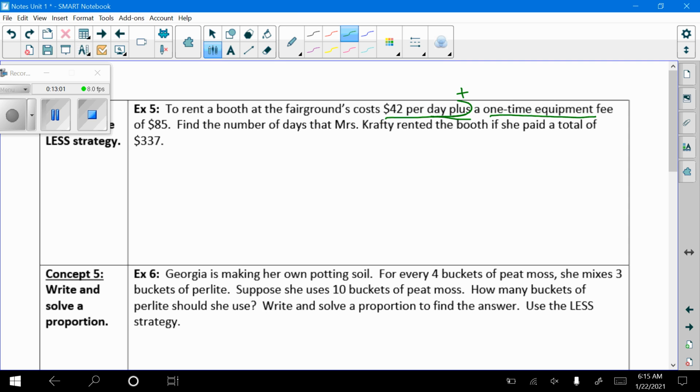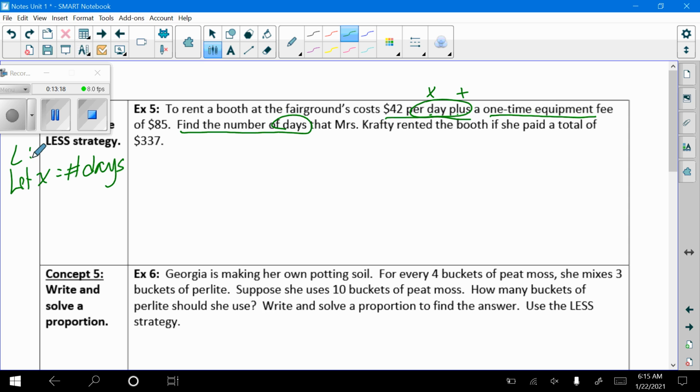We don't know what per day is, so I think it's going to ask me to find the number of days. So I'm finding the number of days. Per day, we don't know how many days. So I'm going to let x equal the number of days. That's labeling.